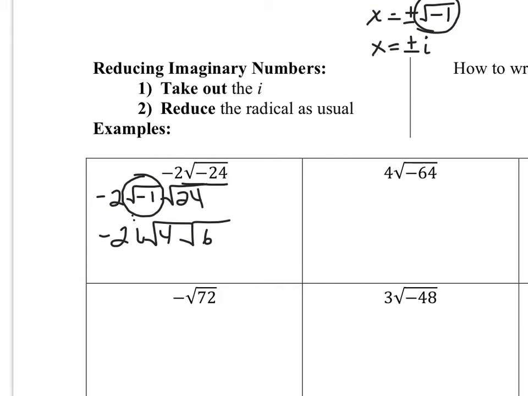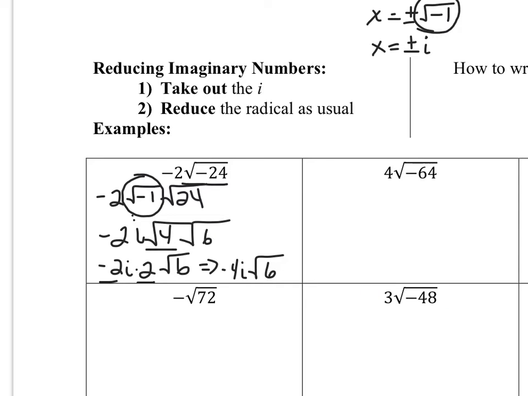24 is the square root of 4 times the square root of 6, so it's -2i times 2, because that's what the square root of 4 is, radical 6. Multiply the 2 and the -2, because remember this is just multiplication, and that equals -4i radical 6. And then we just keep doing it over and over.